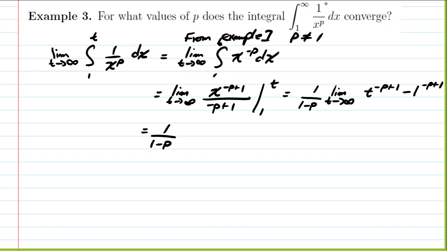So now we need to evaluate this limit. So the second one right here, what is 1 raised to any power going to be? Just 1, because 1, no matter what its exponent is, is always 1. So that's not what we're going to have to worry about. We've got this guy right here. So we have the limit as t goes to infinity of t to the negative p plus 1 minus 1. So remember, our question is, for what values of p does this integral converge?